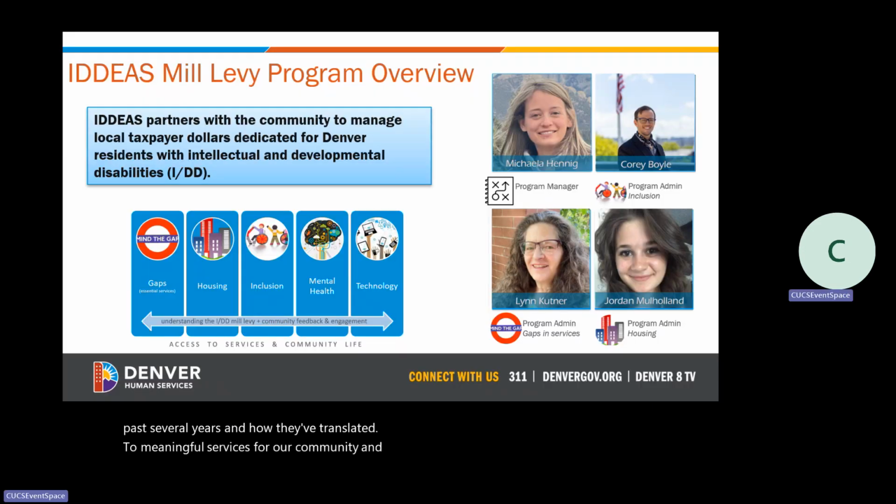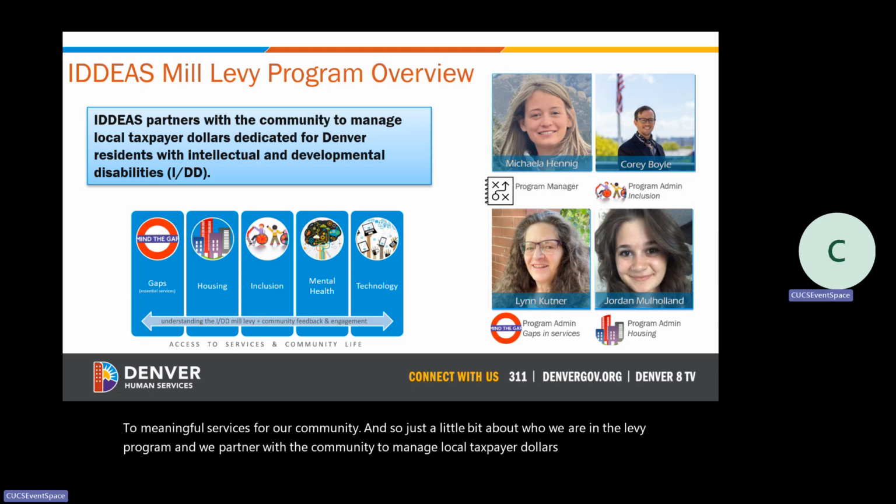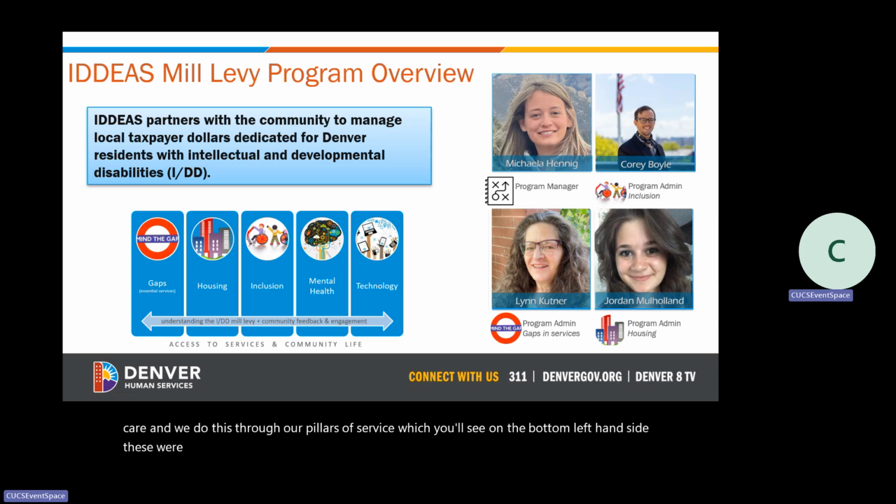Just a little bit about who we are. We are a mill levy program, and we partner with the community to manage local taxpayer dollars dedicated for Denver residents with IDD. We typically try to fill service gaps not covered by Medicaid long-term care. We do this through our pillars of service, which you'll see on the bottom left-hand side. These are actually identified through research and engagement. On the right-hand side, you'll see our small but mighty team. In the room today with me is my incredible program manager, Michaela Hennig. She oversees all that we do, as well as my great colleague, Lynn Kuttner, who works in our gaps and services field.